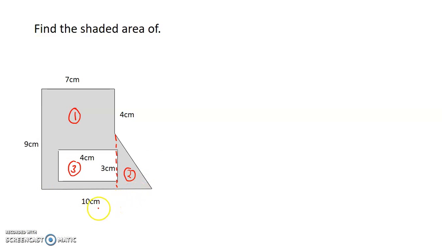Now we need to know the side lengths that we've got. So this rectangle here is 7 by 9, that's going to be easy to find the area of. Rectangle 3 by 4 is going to be easy to find the area of, but we also need the triangle. We need to know the base and the height of the triangle.